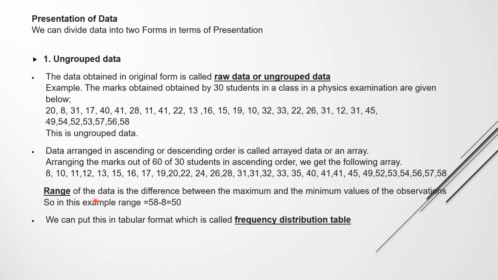What is the range? It is also an important definition. Range is the difference between the maximum and minimum values of the observations. When this data is with us, we can easily find the range. How? We subtract the lowest limit from the upper limit. So 58 minus 8, so 50 is the range of this given data. Now, when we arrange the data in tabular format, it is known as a frequency distribution table.